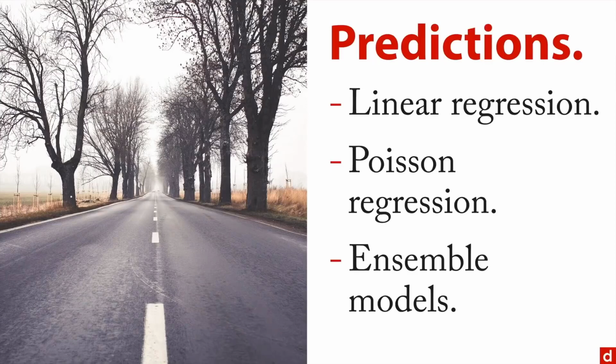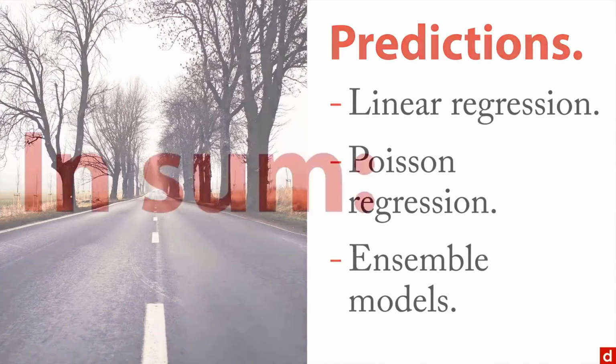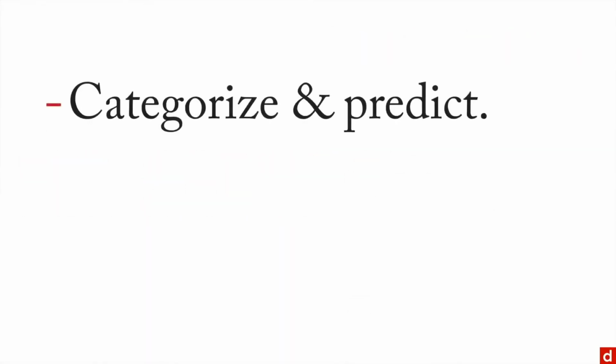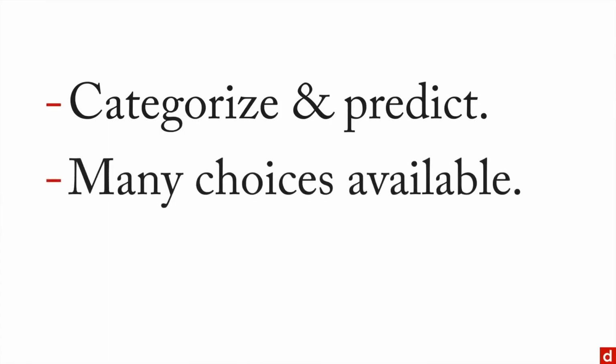Now, I'll talk about each of these in a little more detail in later courses, but for right now, I mostly just want you to know that these things exist, and that's what we mean when we refer to machine learning. So, in sum, machine learning can be used to categorize cases and to predict scores on outcomes, and there are many choices and procedures available.